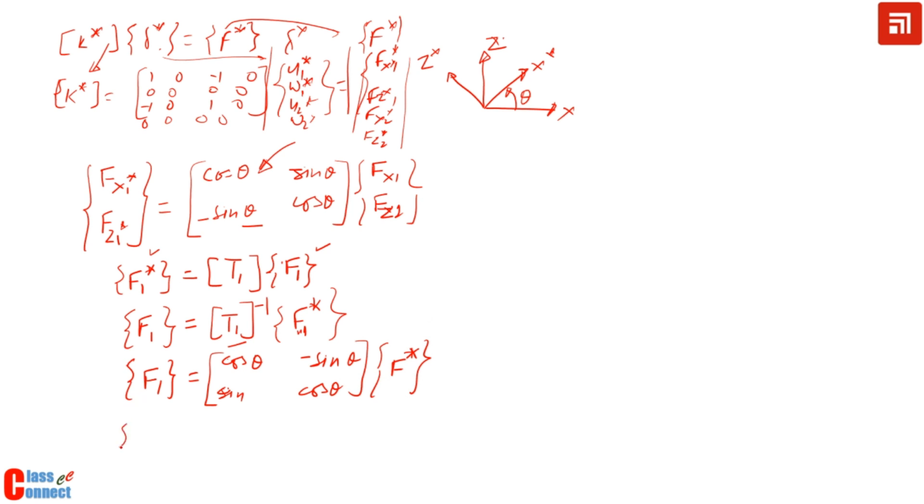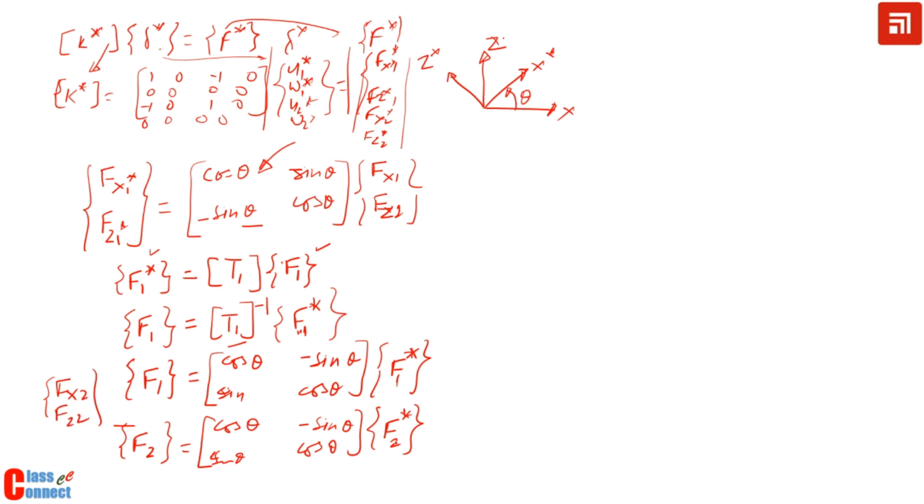Similarly, I can write for node number 2: cos theta, minus sine theta, sine theta and cos theta, multiplied by the local vector, here it is 1, here it is 2. So F2 is nothing but Fx2 and Fz2, and this is equal to Fx2 star and Fz2 star.